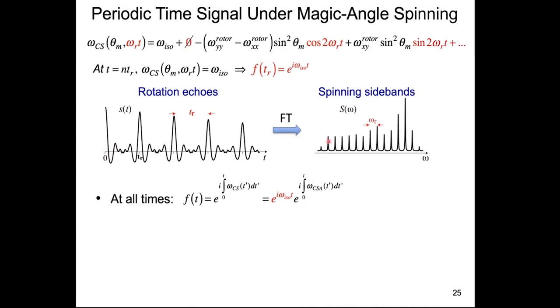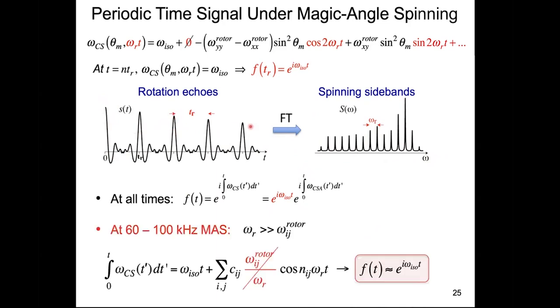And then if you do Fourier transformation, this periodic time signal will Fourier transform to give you periodic peaks in the frequency spectrum. And the periodicity in the frequency spectrum corresponds to the spinning frequency omega r. And the periodicity in the time domain corresponds to the rotor period tau r.